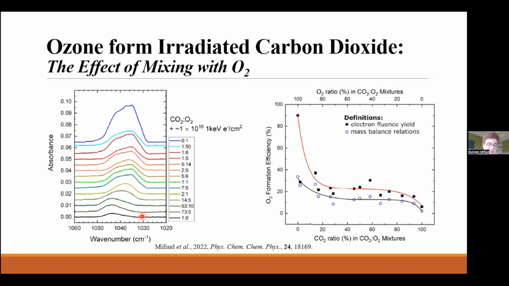Now, we can see that in the spectra, the ozone absorption bands in the infrared spectra of these irradiations. And we can see that the largest peaks are those that contain the most oxygen. And really, once you get down to a pure carbon dioxide ice, which is this black spectrum here, the peak is actually fairly small. So this demonstrates quite nicely that the effect of mixing with O2 actually promotes ozone formation.